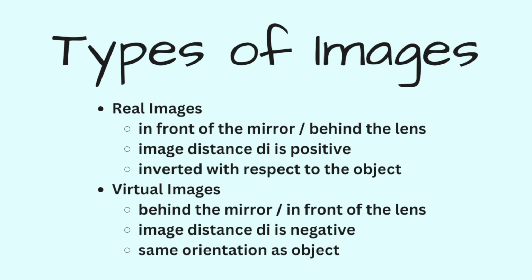Mirrors can make real images and virtual images. A real image is in front of the mirror or behind the lens. It has a positive image distance and it is inverted with respect to the object. A virtual image can't be formed on a screen. It is behind the mirror or in front of a lens. The image distance is negative, and the virtual image has the same orientation as the object. We usually call this upright, as we assume we start with an upright object.